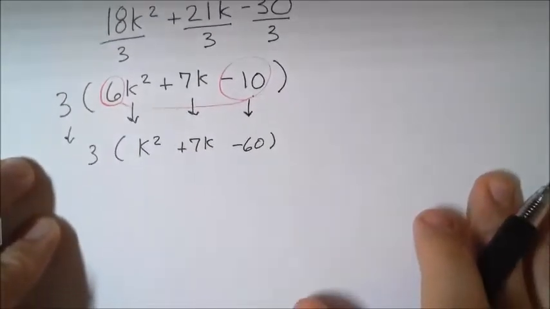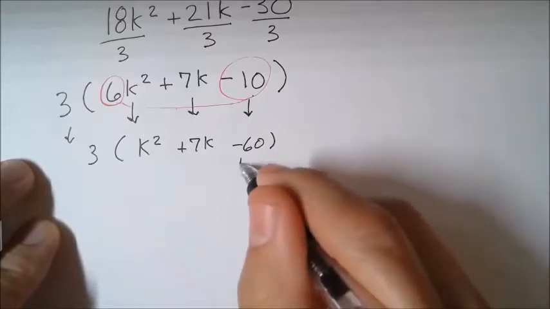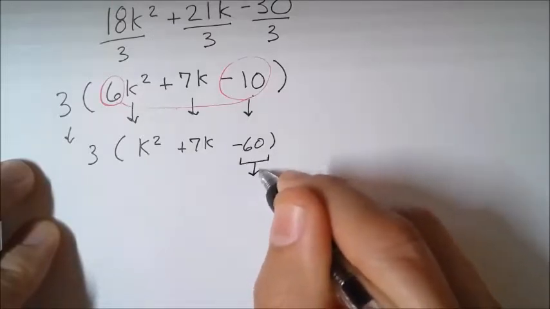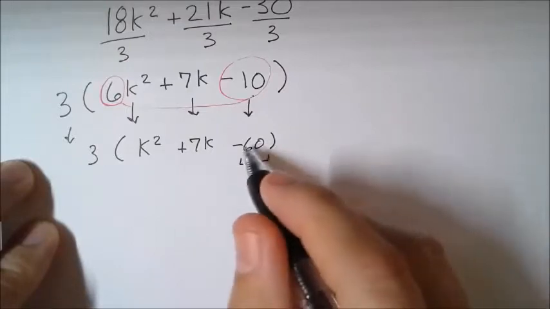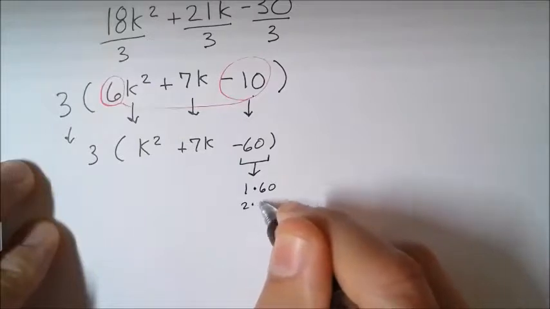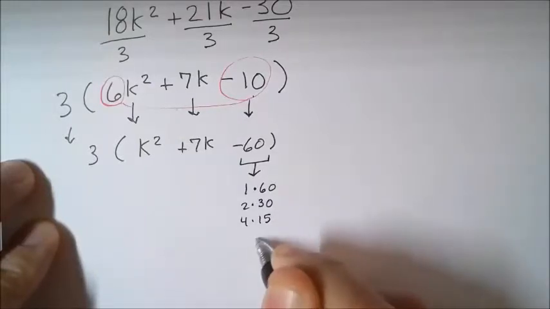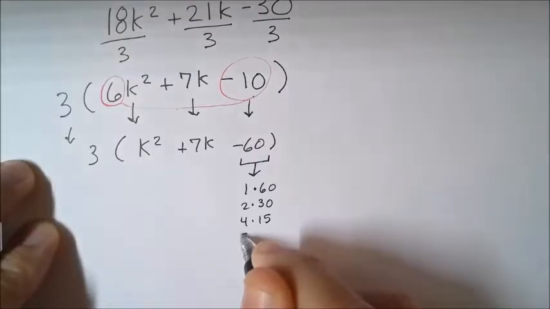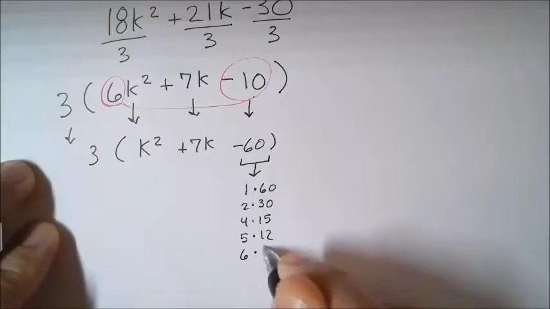So now that we've gotten to this point, what we want to do is look at our factors of 60. So notice I'm not writing out the steps at this point because we already went over the steps. I'm just going to do the work. So my factors of 60, I could have 1 times 60, 2 times 30, 4 times 15, 5 times 12, and I could have 6 times 10.